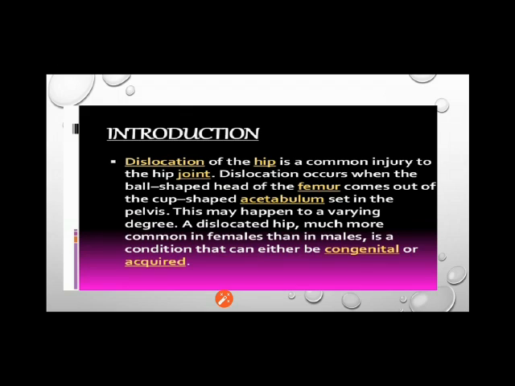If we see, the femur and acetabulum are the joints. The femur will be setting up into the acetabular cavity, so for the proper movement of the leg. Okay, so here, dislocation occurs when the ball shaped head of the femur comes out of the cup shaped acetabulum set in the pelvis.